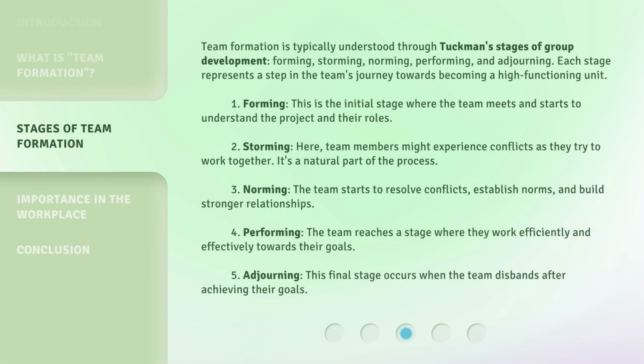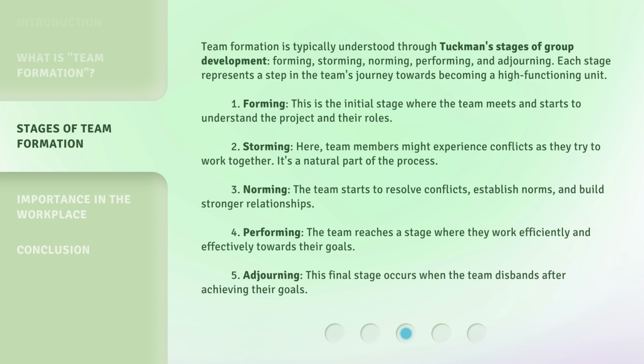Team formation is typically understood through Tuckman's stages of group development: forming, storming, norming, performing, and adjourning. Each stage represents a step in the team's journey towards becoming a high-functioning unit. 1. Forming. This is the initial stage where the team meets and starts to understand the project and their roles. 2. Storming. Here, team members might experience conflicts as they try to work together. It's a natural part of the process.